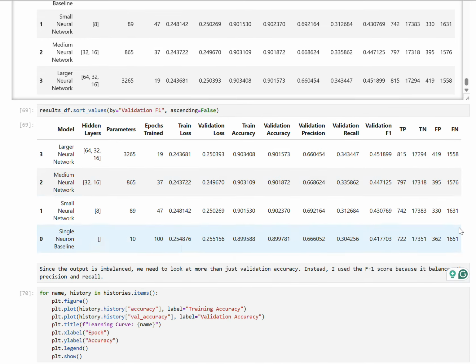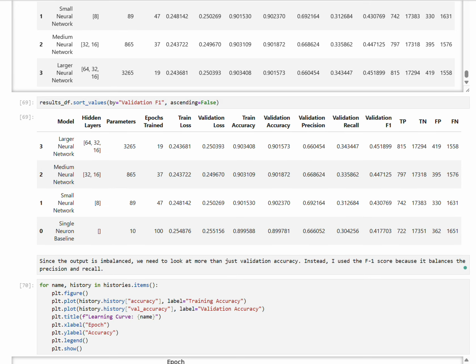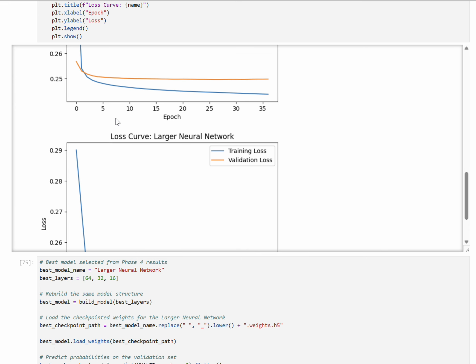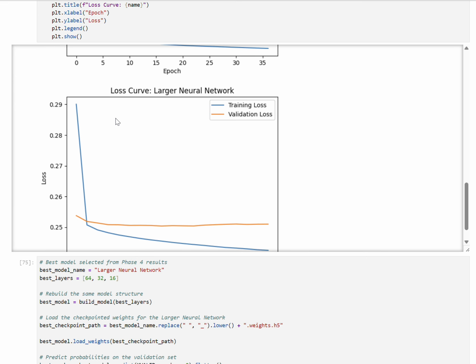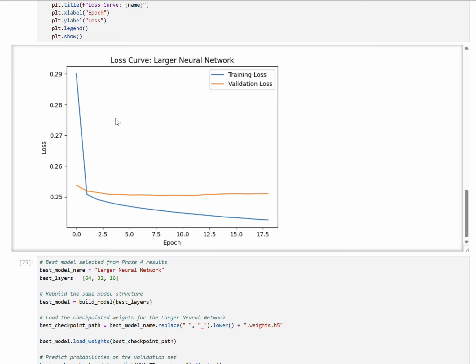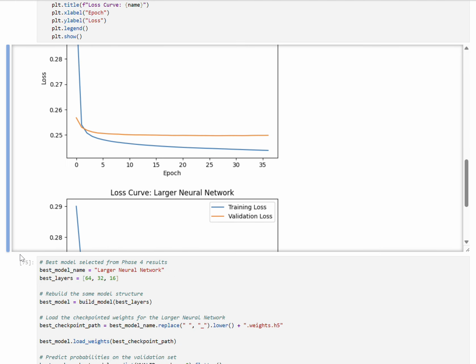And then yeah, these are just ascending. So the large neural network was the best. It had the best validation score as well as the best recall and accuracy. And then these are the learning network curves, so the accuracy over time. And then these are the same as well, of small, single, large. You can see the training loss and validation loss drastically goes down to 0.25.